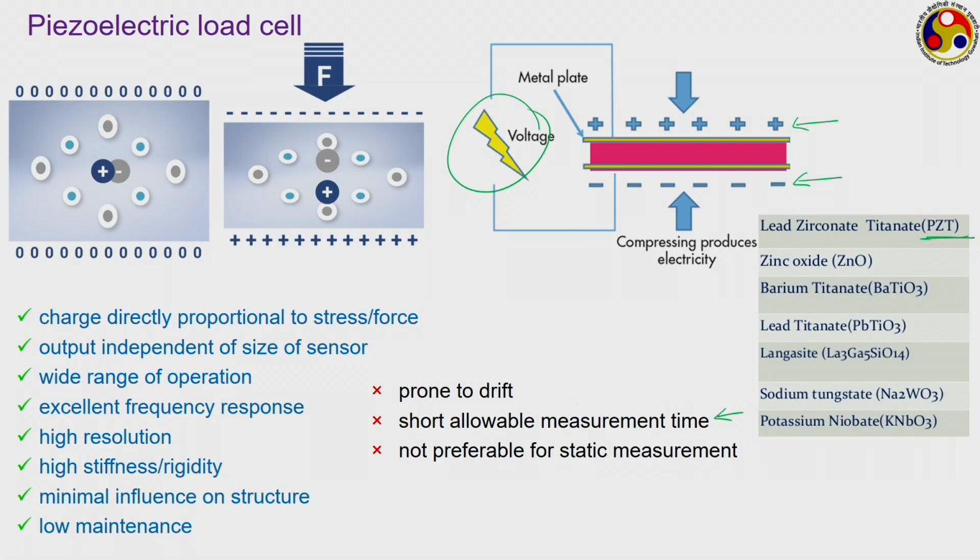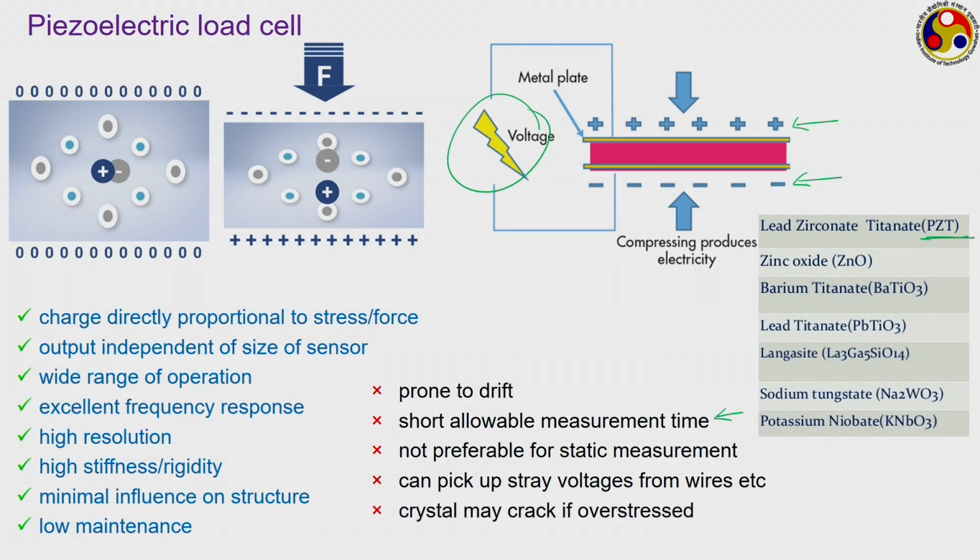But if we are looking for some kind of application where our objective is to ensure that the force value remains constant over a long period of time, then this is not the device to use. We have to find some other device. This is particularly suitable for dynamic load measurement. Another issue can be that it can pick up stray voltages from the wires, and it will be very difficult to separate that out from the final output, because in the output level there is no difference between that.